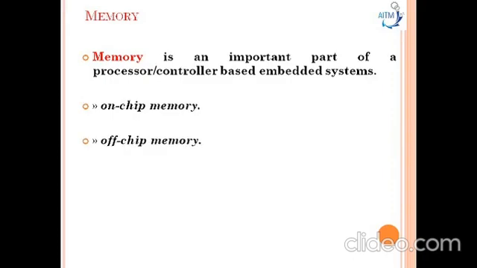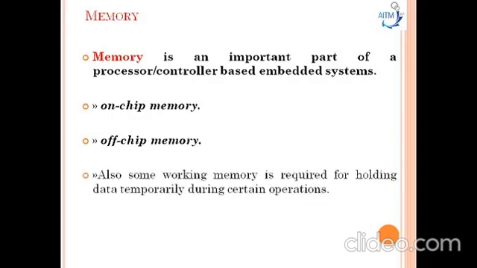So what is this on-chip memory? It is called a built-in memory. Some of the processors or controllers contain built-in memory in the chip, and that memory is called on-chip memory here. For off-chip memory, the other processors or controllers do not contain any memory inside the chip and require external memory to be connected to store the data or program. That is called the off-chip memory. And it also requires some working memory to hold the data temporarily during certain operations. So here the embedded systems may use registers as temporary storage devices.